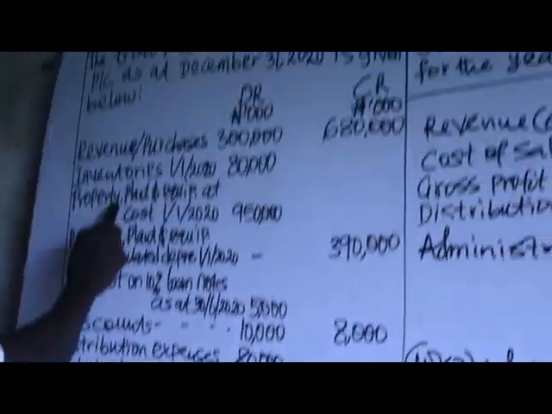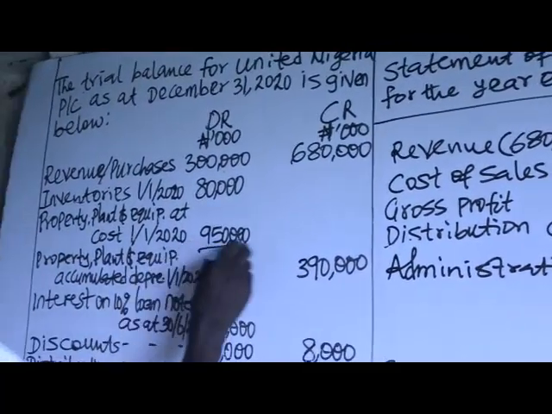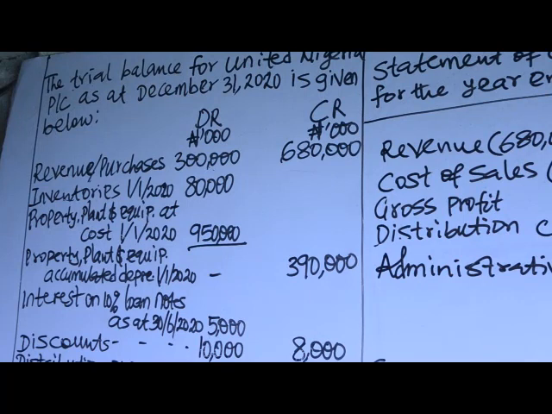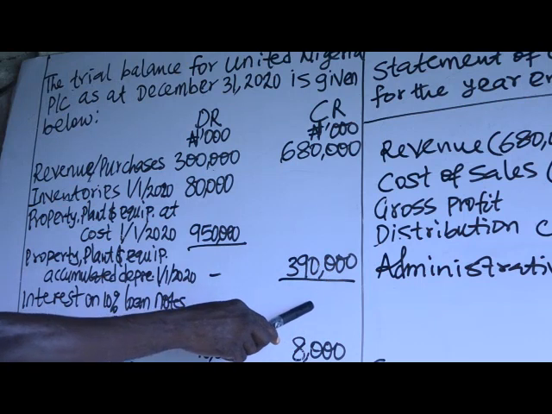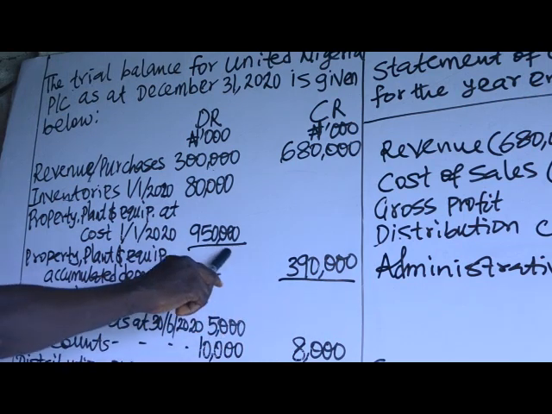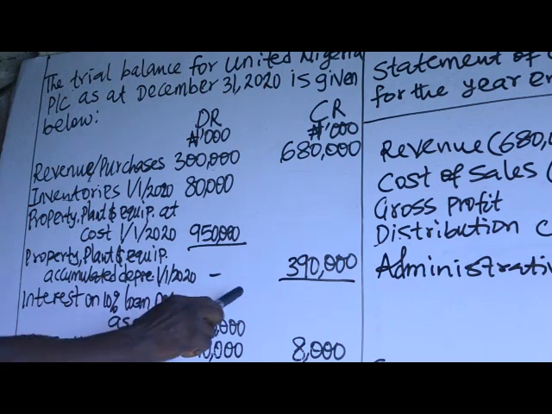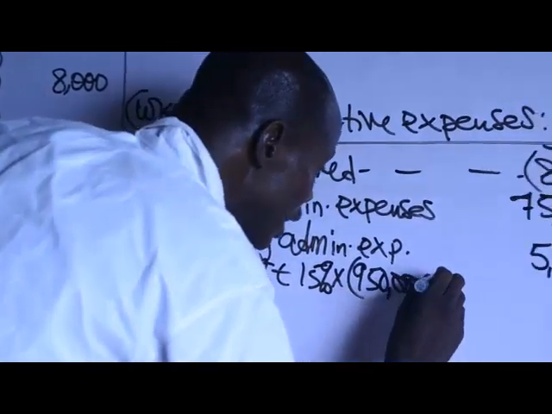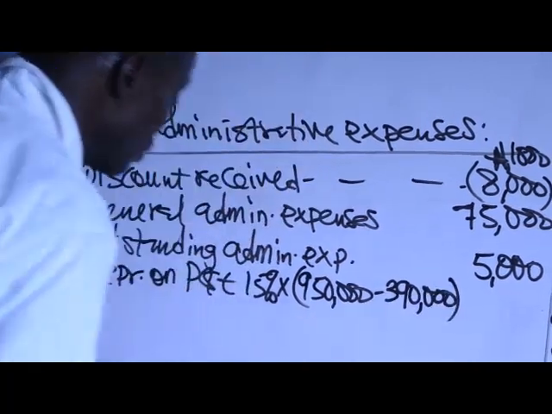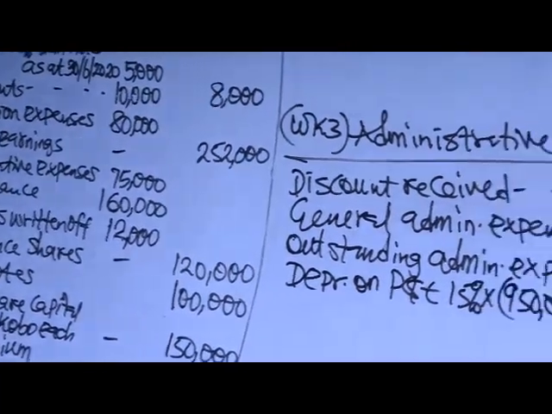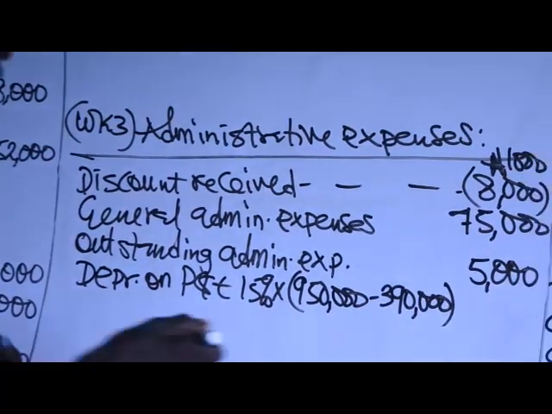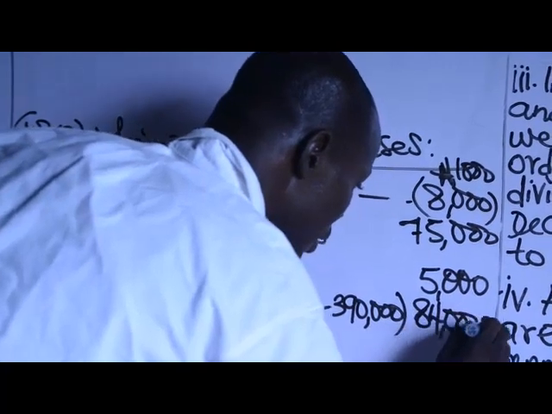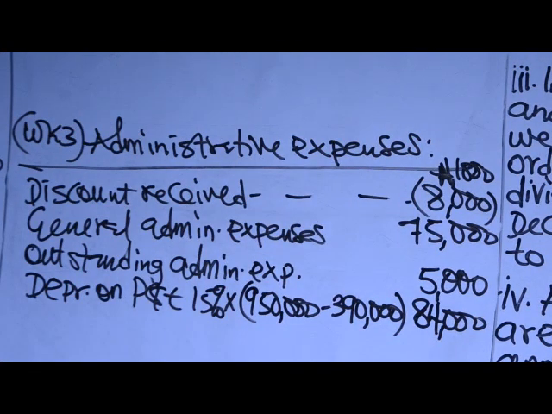Now, the property, plant and equipment cost is 950,000. This is the cost of the property, plant and equipment. And you were equally told that the accumulated depreciation is 390,000. So you subtract the accumulated depreciation of 390,000 from the cost of 950,000 to arrive at the carrying amount, upon which depreciation of 15% will be calculated. Then you apply 15% on the carrying amount, and you have the depreciation of 84,000 naira.